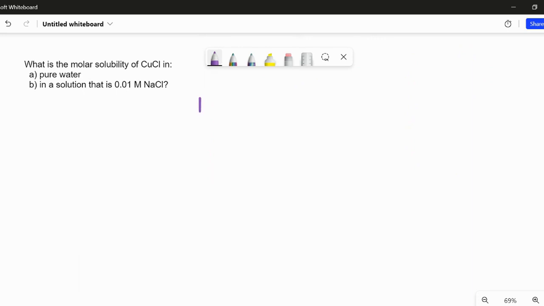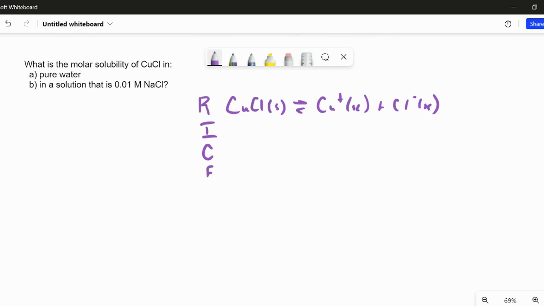To do this, we're going to create an ICE table where we show our reaction, or our process of copper chloride dissolving, which we just did. So I'm going to write that again: solid copper chloride dissolving into copper ions plus chloride ions, and that says aq. Sorry for the bad handwriting. Then initial concentrations, our change in concentrations, and our equilibrium concentrations.